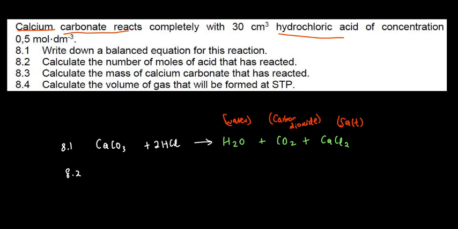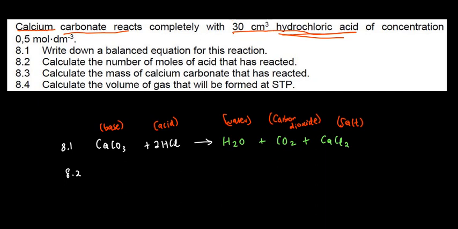They say calculate the number of moles of acid that has reacted. Let's remember that the acid is this one, and this one would be the base. The carbonate would be the base. So we have 30 centimeter cubed of hydrochloric acid. Let's remember what 30 centimeter cubed means. It means we are given the volume, right?